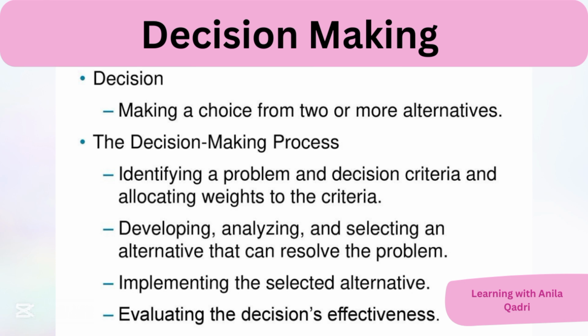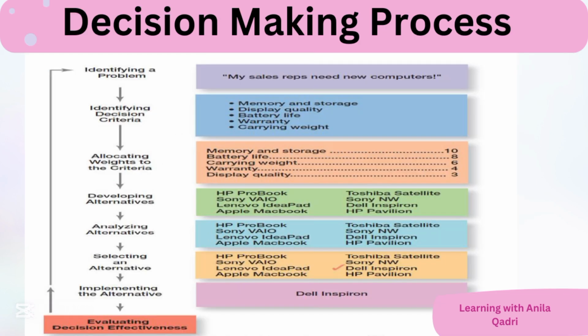The decision making process. Identify a problem and decision criteria and allocate weights to the criteria. Develop, analyze, and select an alternative that can resolve the problem. Implement the selected alternative. Evaluate the decision's effectiveness. Here you can see a diagrammatical representation of the decision-making process. You can have a look at the 8 different steps of decision making.